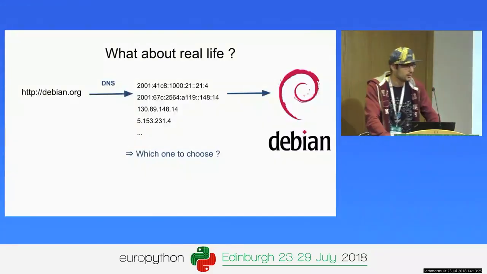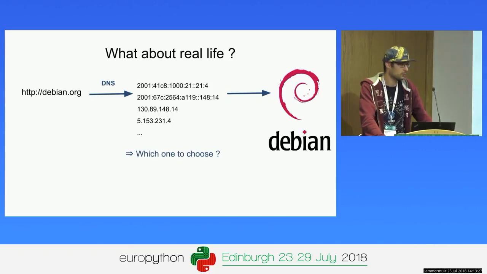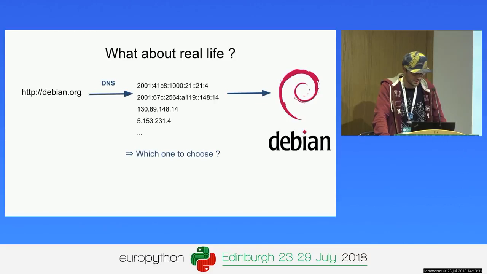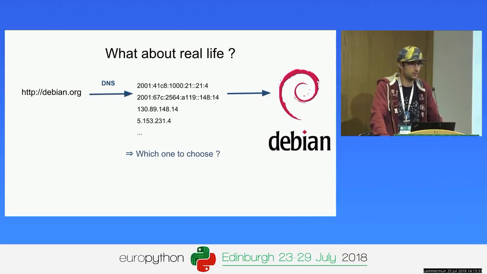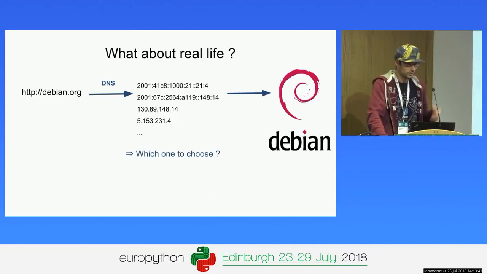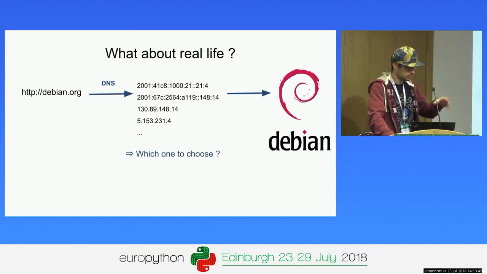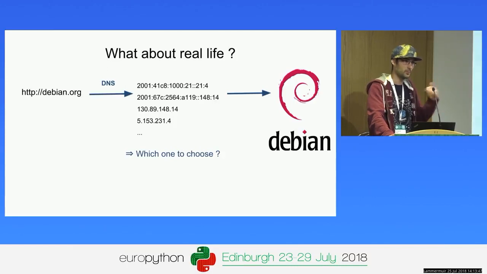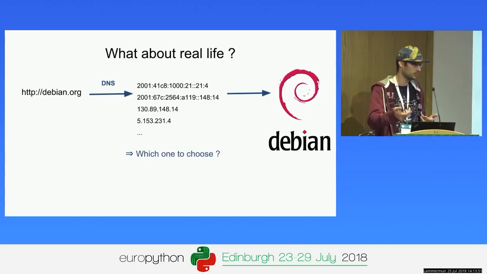Okay, so maybe you're wondering, it looks great on paper, but what about real life? So there is this use case. Let's say you want to connect to debian.org. You have this domain name, you want to resolve it, and the internet is a big thing with a lot of complexity, so it's never simple. When you resolve your domain name, you will end up with multiple IP addresses, and so now you have a new trouble, which is: which IP address should I connect to?